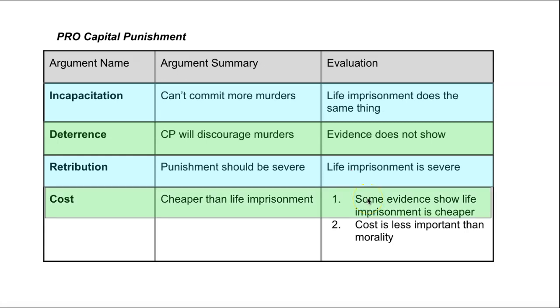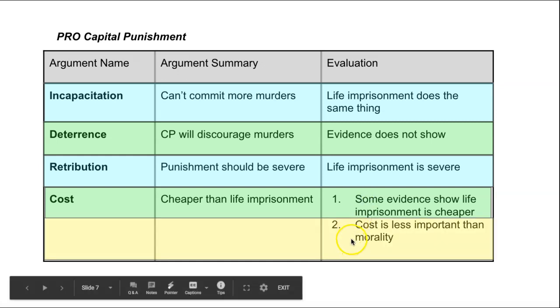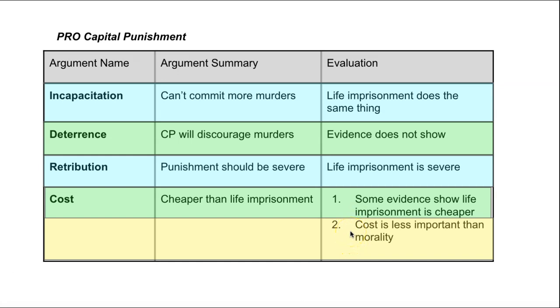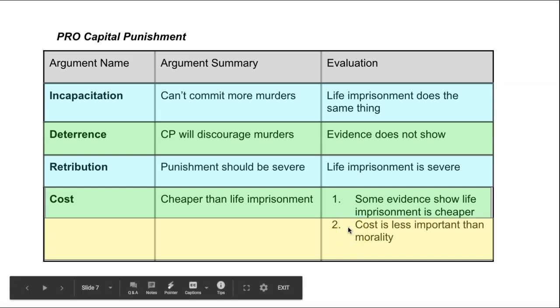Number one in the evaluation of cost, again, is an evidence filter. The evidence doesn't really prove that capital punishment is cheaper than life imprisonment. And the final one is relevance. Is the cost of capital punishment more relevant, more weighty than the issue of morality?